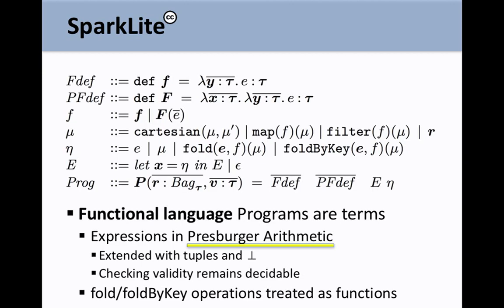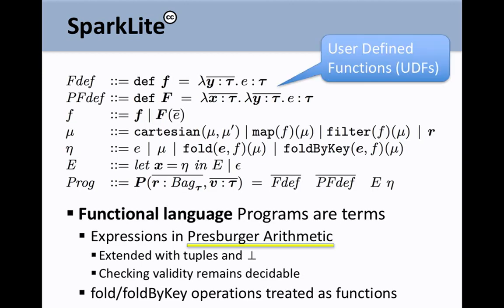So we are working on a simplified version of a functional language which allows you to use fold by key operations, which we call Spark Lite. The interesting bits about this language is that all the expressions which are used in the program or inside the user-defined functions, which are given to the fold or filter or map operations, are given in Presburger arithmetic. This allows us to get decidability results. And we slightly extend the Presburger arithmetic with tuples and the ability to discuss whether a bag is empty or not, but we still show that the result is decidable because we can reduce it to standard decidability of Presburger arithmetic.